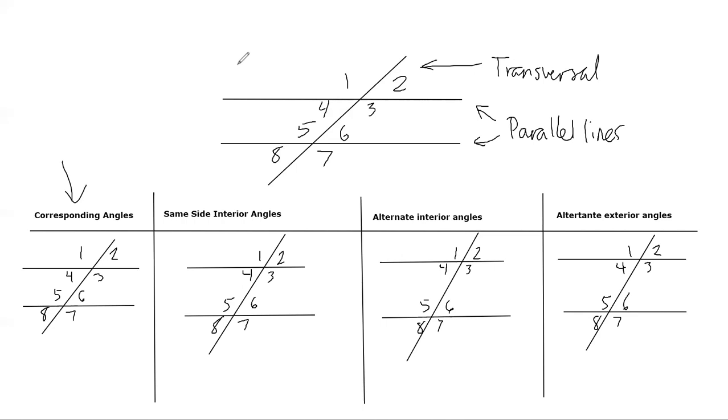Corresponding angles. I'm going to circle all the angles that are corresponding to angle 1. We're going to start here, all right? Now, the only thing we know is that there is a transversal cutting this, and there are two parallel lines, which means that there's a bunch of angles that are corresponding to this angle.